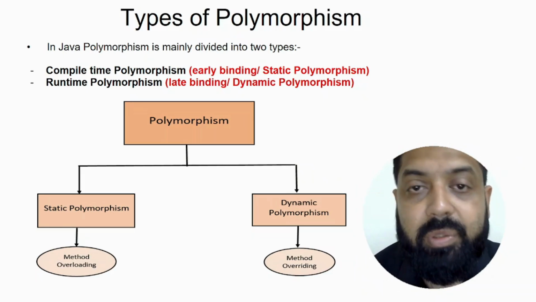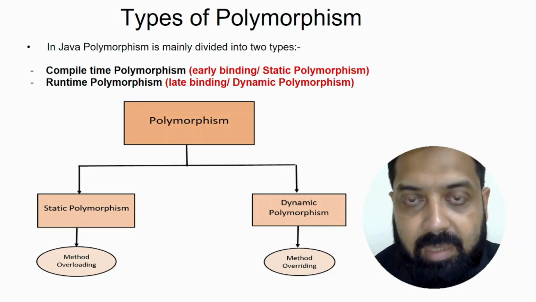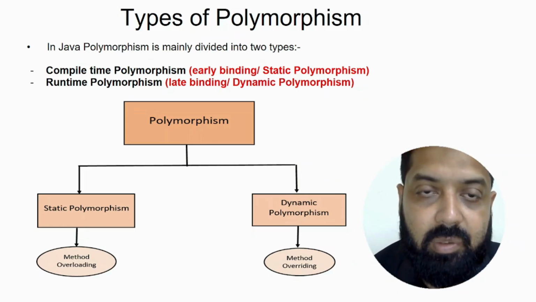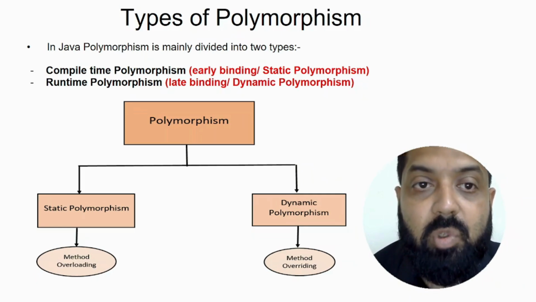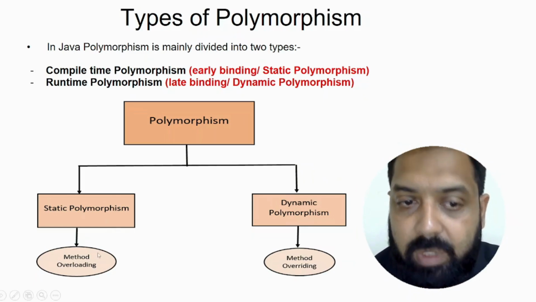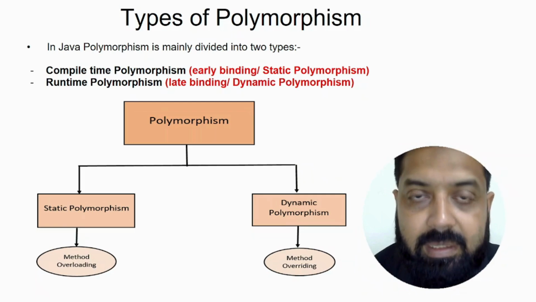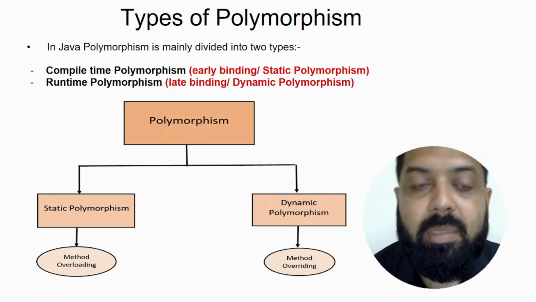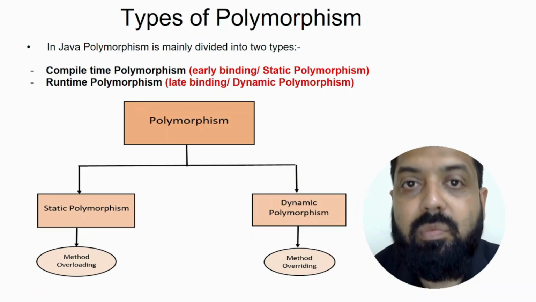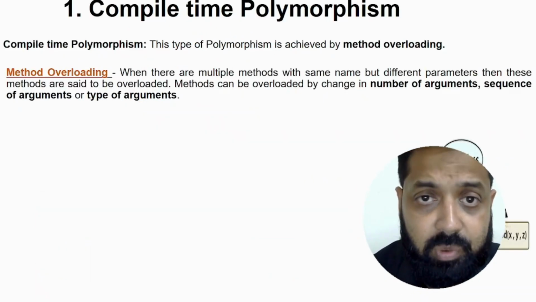If someone asks you what is early binding or what is static polymorphism, it means they are asking about compile time polymorphism. Similarly, if someone asks what is late binding or dynamic polymorphism, they are asking about runtime polymorphism. Furthermore, compile time polymorphism is achieved through a mechanism known as method overloading. If we have method overloading in our class, we can do compile time polymorphism. Similarly, if we have method overriding in our classes, we can implement runtime polymorphism.